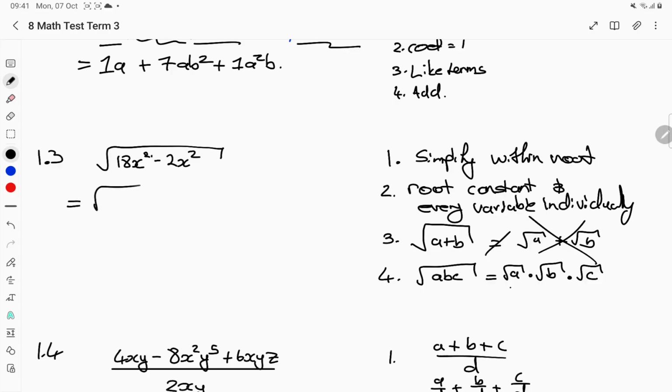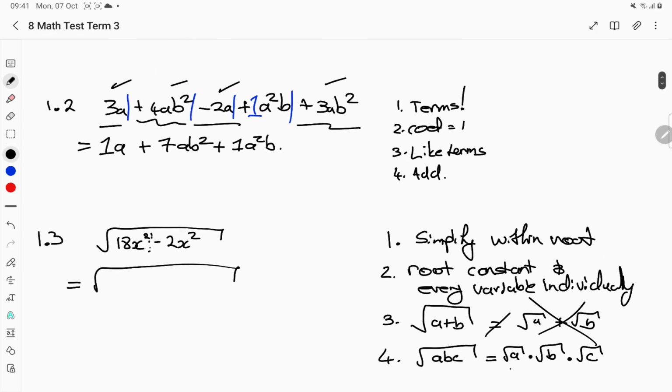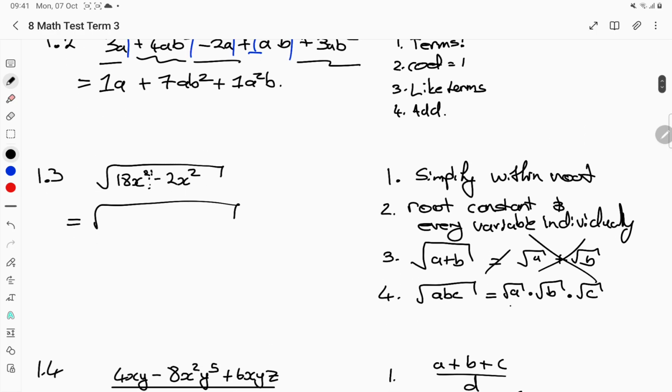So we first simplify what's in that bracket, 18x squared minus 2x squared. Now, as we saw earlier, we have to look if they're like terms. So we have an 18x squared and a negative 2x squared, are they like terms? Yes, because they have the exact same combination of variables, which is x squared. So 18 minus 2 is then 16x squared.